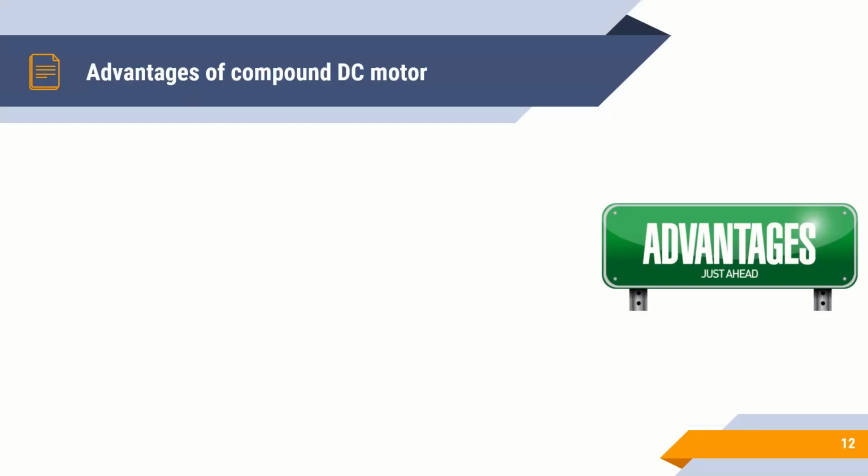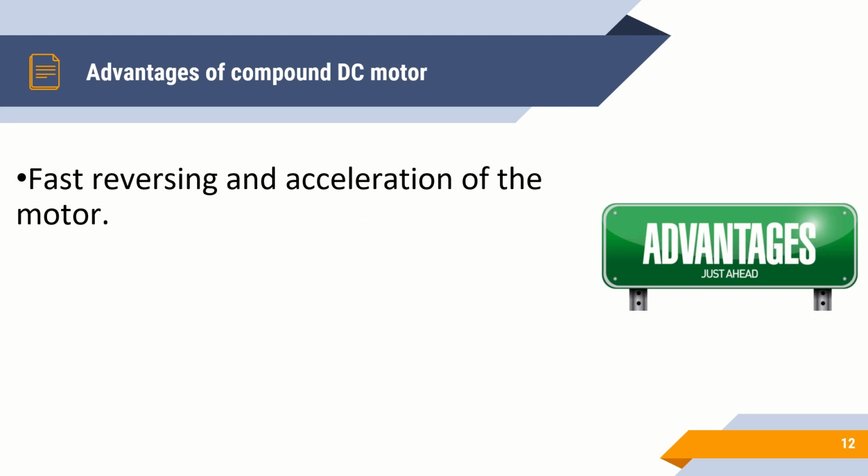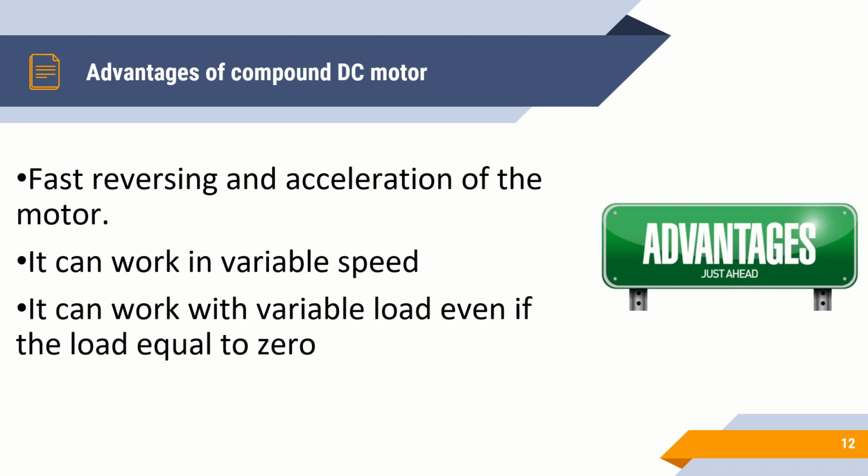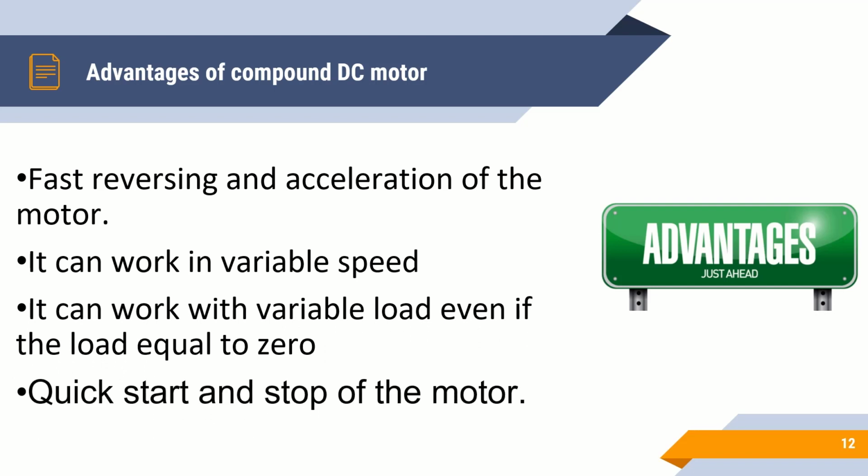So what are the advantages and disadvantages of using a compound DC motor? As was mentioned earlier, a compound DC motor is made of a combination of a series motor and a shunt motor, so it has the advantages of both of them. For example, it has fast reversing and acceleration of the motor. It also can work in variable speeds. In addition, it can work with variable load, even if the load is equal to 0. Lastly, it has a quick start and stop of the motor.